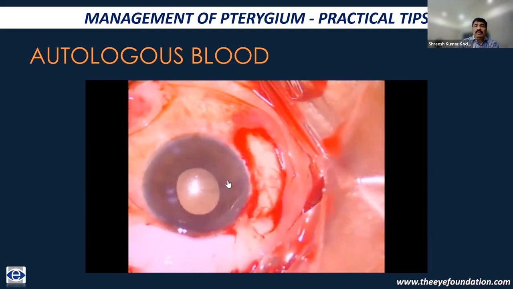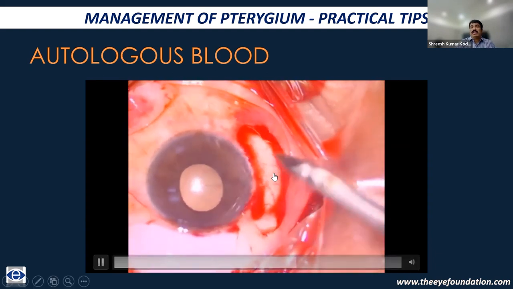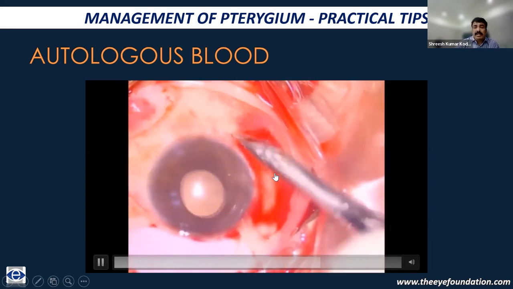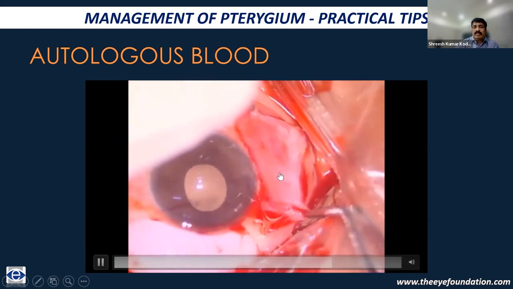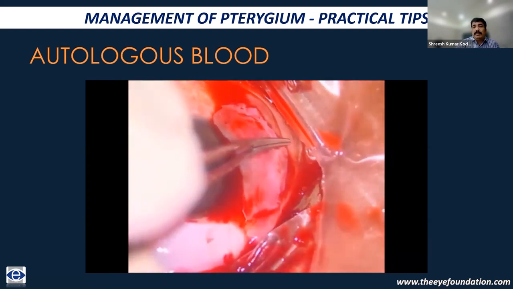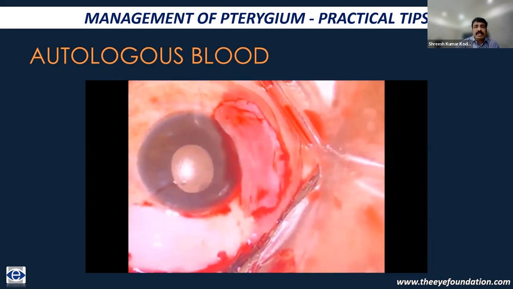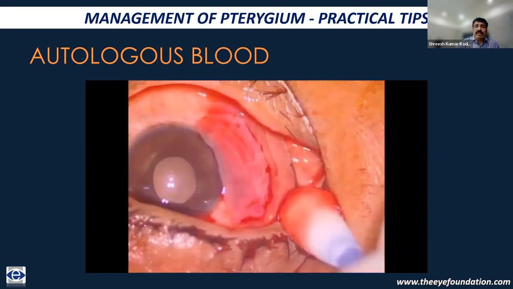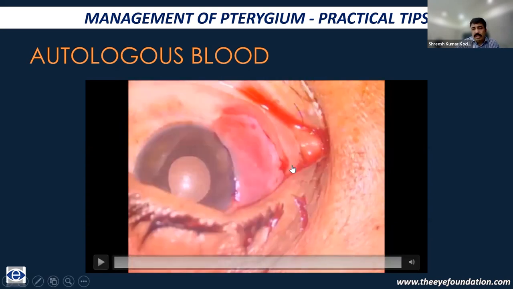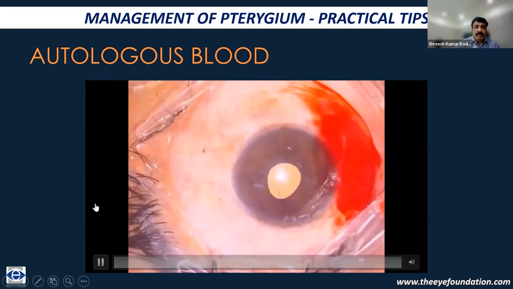So what you have to do is remove this blood clot and allow the fresh ooze to happen. I'm just making a scratch mark on the bare sclera with a sharp instrument and allowing the ooze to happen. Now you place the graft and wait for some time, five to seven minutes, and move the lid over the graft so that you can check the stability of the graft. So it is stable now.